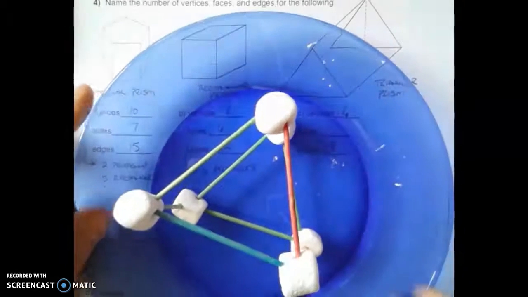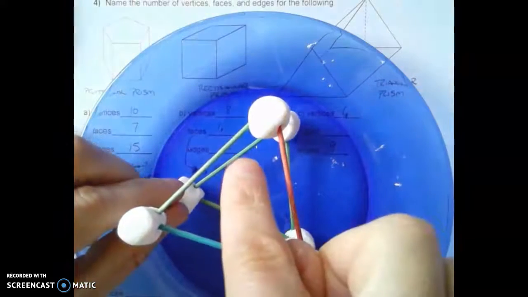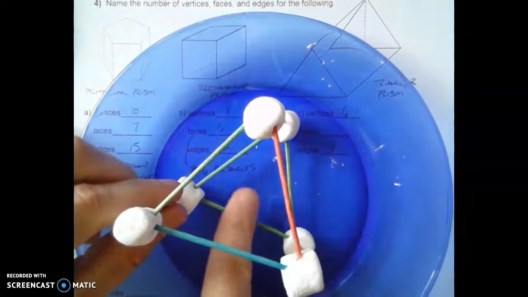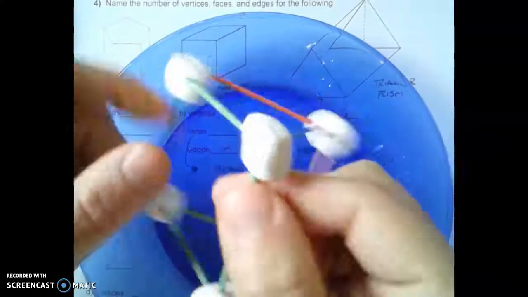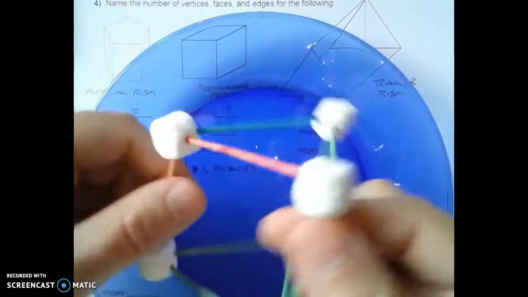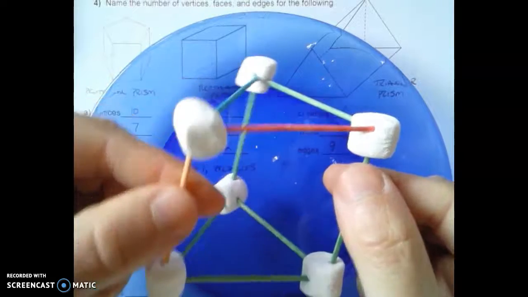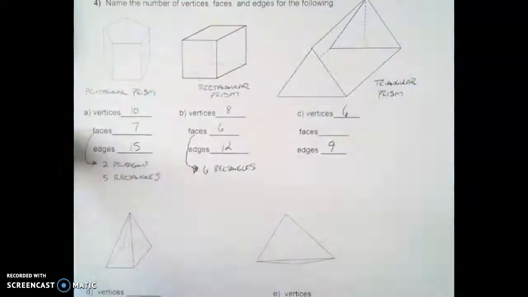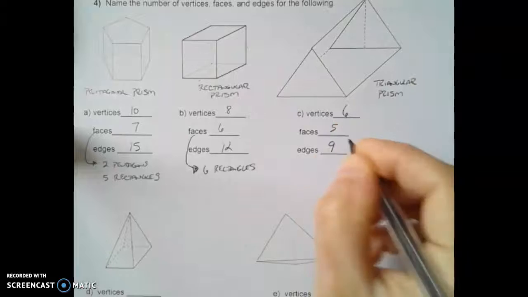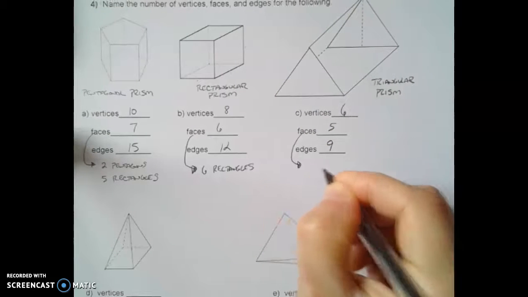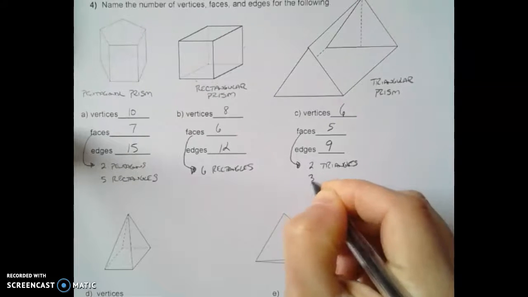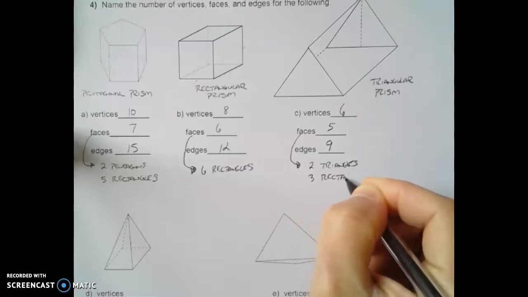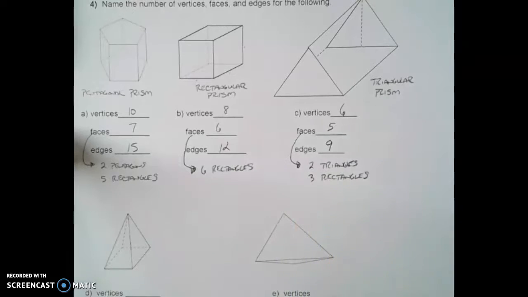And now when we count the faces, the flat surfaces, I have 1 triangle up here at the top, 1 triangle down here at the bottom, and then 1, 2, 3 rectangle faces, 3 rectangles and 2 triangles. That's a total of 5 faces. And again, it's going to be 2 triangles and 3 rectangles. And again, these are the properties of a triangular prism.